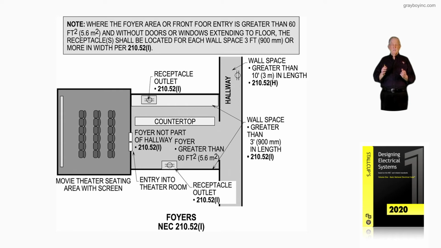It's greater than 60 square foot, and if that is the case, then we would need a receptacle installed. And then, of course, they have one behind the counter for usage there. But there's at least one required in 210.52(L), and this rule is when the area is greater than 60 square foot.